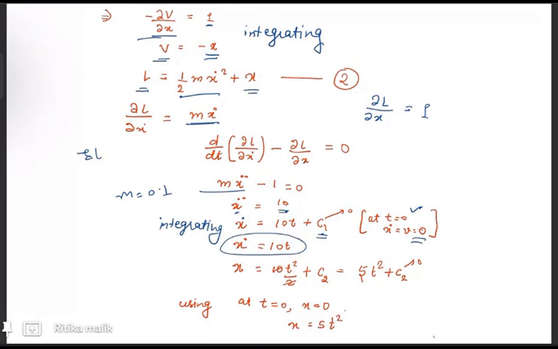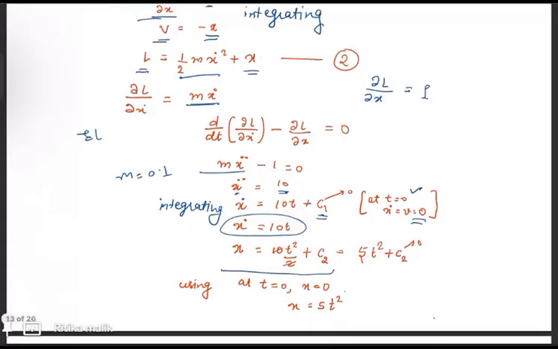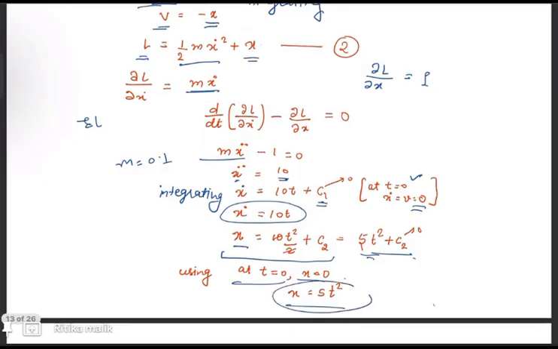Now we again integrate it with respect to time t, and we get the expression for x as a function of t, which becomes 5t square plus c2. Now it is given that at time t equals 0, the particle is at rest, that is x is 0. So by putting this value in the expression, we get the constant c2 equals 0. So our x is 5t square, and our x dot is 10t.